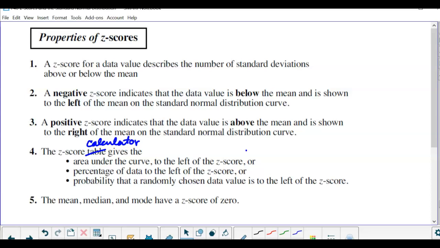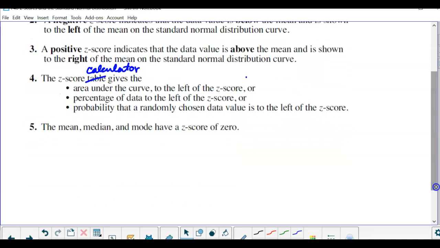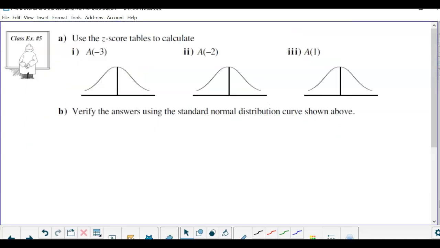Okay, so now it says in these examples, we're not going to do all of them. It says use the z-score tables. We're not going to use the tables. We're going to use our calculator now. The steps for the calculator are on the back. You need to refer to them. Just follow what I'm doing, okay?